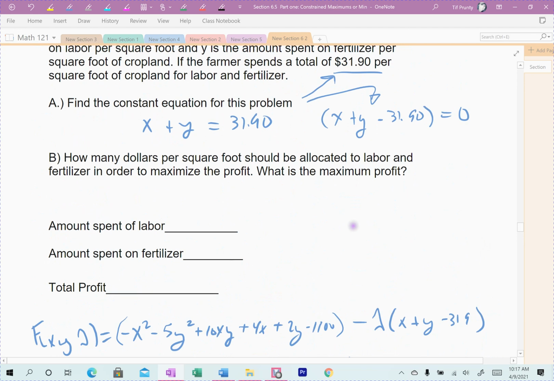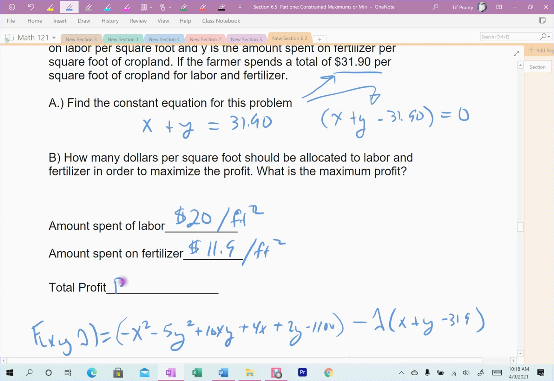We spend $20 per square foot on labor, $11.90 per square foot on fertilizer, and it should make sense that those values should be within my limitation, right? I can only spend $31.90. So either the x and y have to come out less than that, or in this case, equal to it. Right? And so it's the equal to case, right? If you take 20 plus 11.90, you get 31.90.